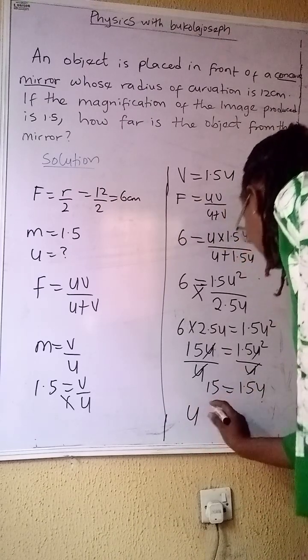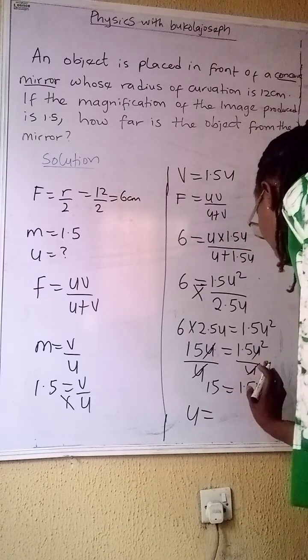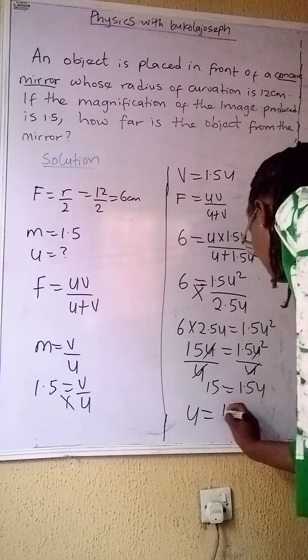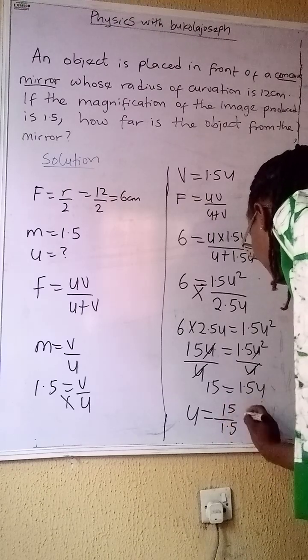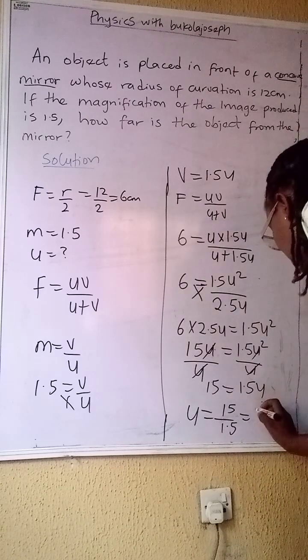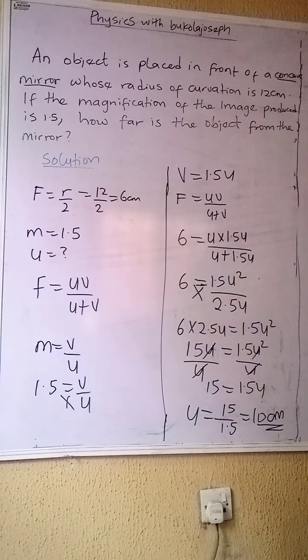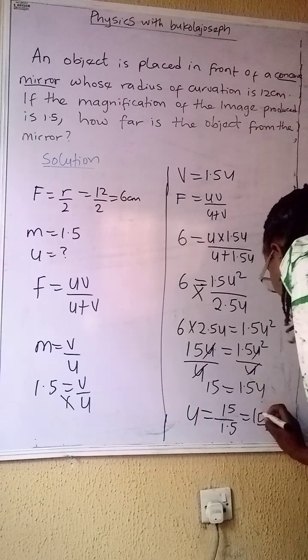We divide both sides again by 1.5. If we divide both sides by 1.5, 1.5 will go with this, and we're left with 15 all over 1.5. And 15 all over 1.5 will give us 10 centimeters.